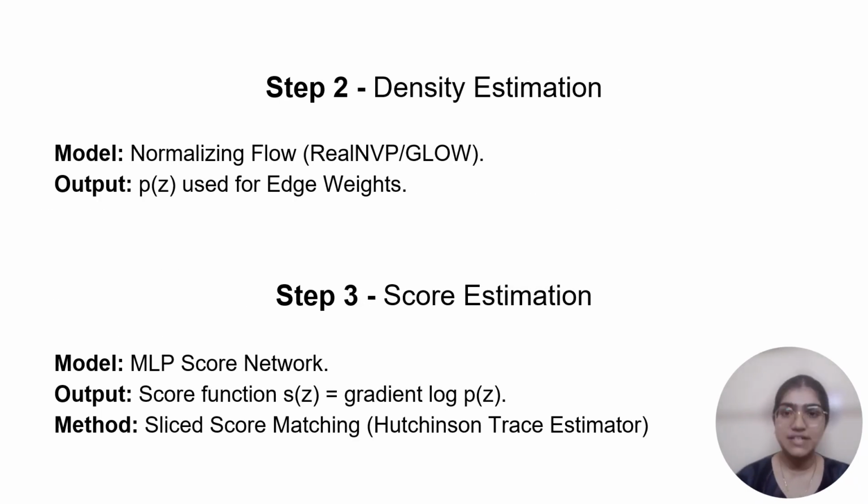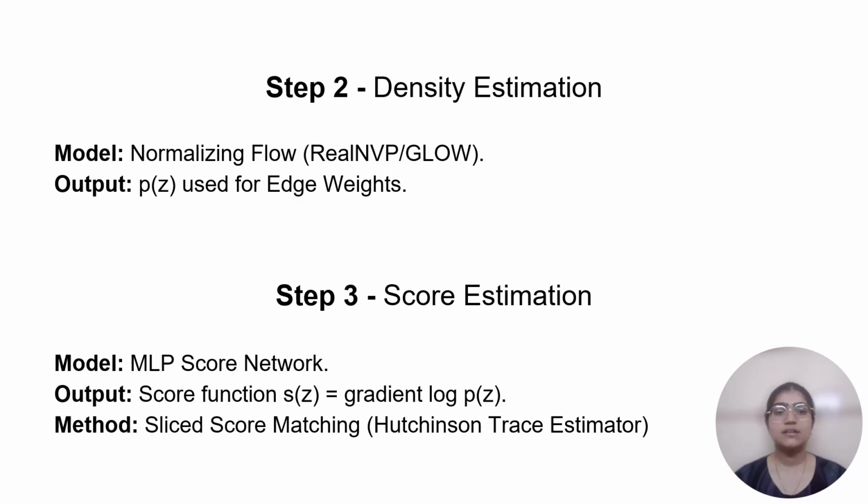Once we have these latent vectors, we move to density estimation. We need a function that outputs the exact probability p(z) for any point in the latent space. This is harder than it sounds. Standard GANs or variational autoencoders do not give us exact likelihood, they only give us approximations. So we utilize normalizing flows, specifically using the RealNVP architecture. Normalizing flows are powerful because they are invertible.